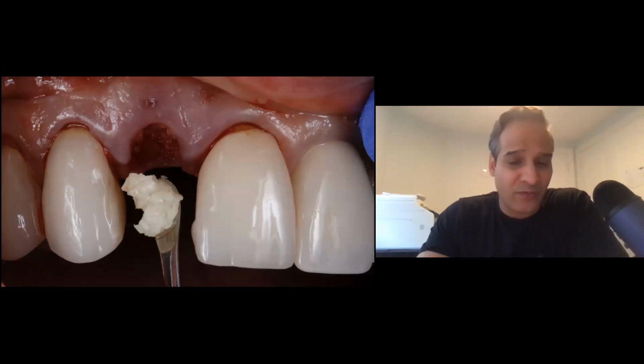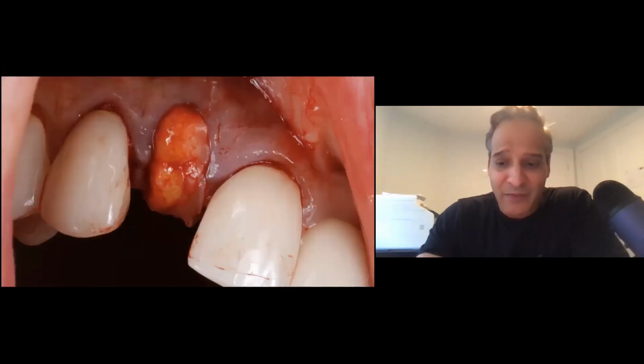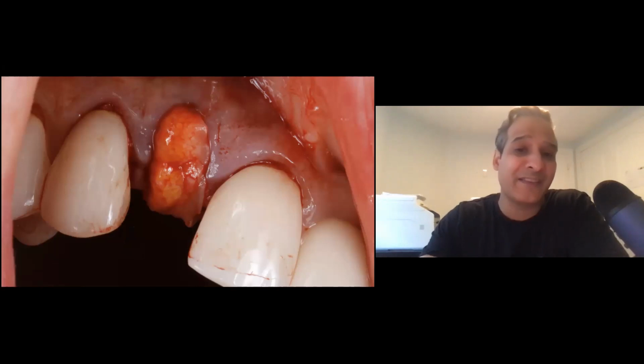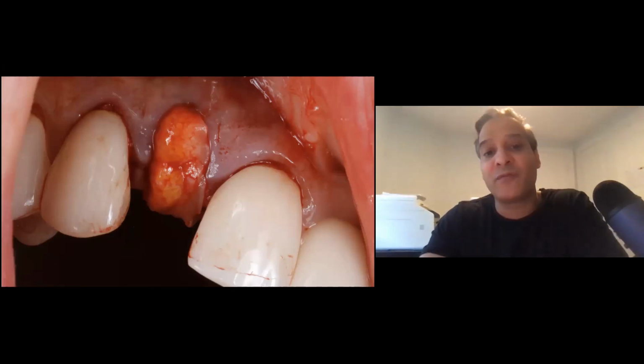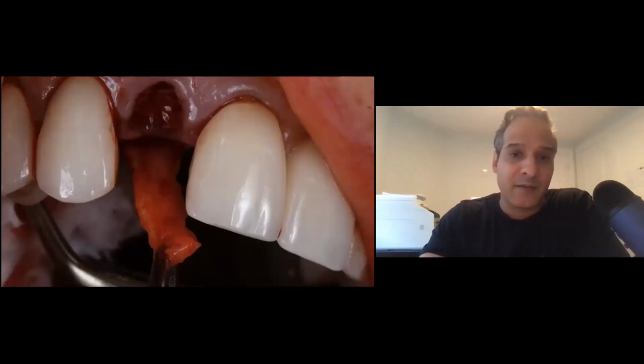So I try to work with everything internally as much as I can. It's a little bit harder, but you get a better result aesthetically. Now, this is a connective tissue graft. This is a pedicle connective tissue graft. That means that it's actually attached to the tissue from the palate. So you can see as I pull it, it's still attached from the palatal tissue.